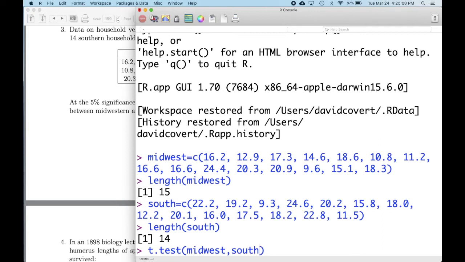I do want to point out, and I'll go through the documentation for this in just a second, that the default setting for the t.test function is that your alternative hypothesis is a two-tailed hypothesis. So it's always going to assume that mu1 is not equal to mu2 is your default alternative hypothesis. And then it also just automatically assumes that you want 5% significance until you tell it otherwise.